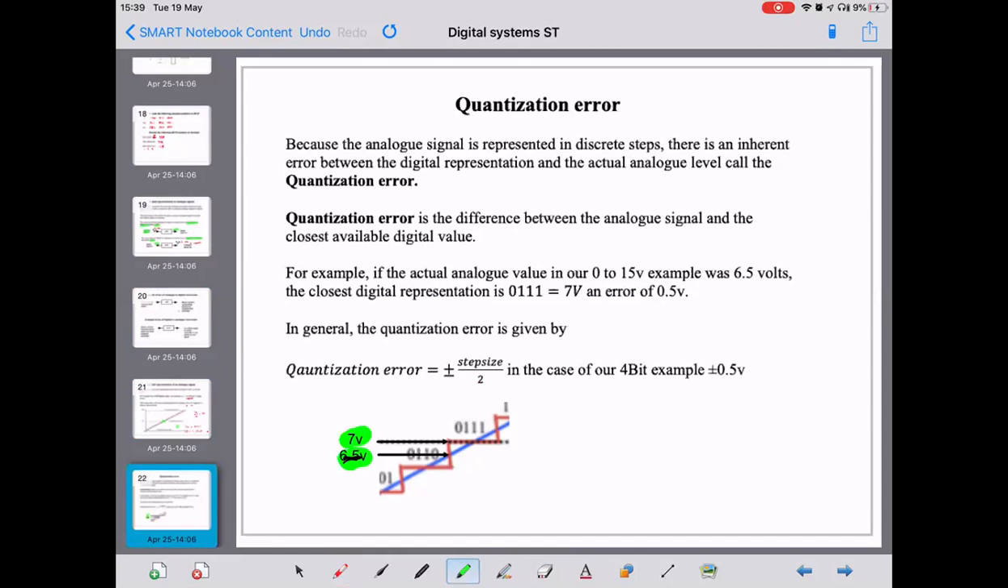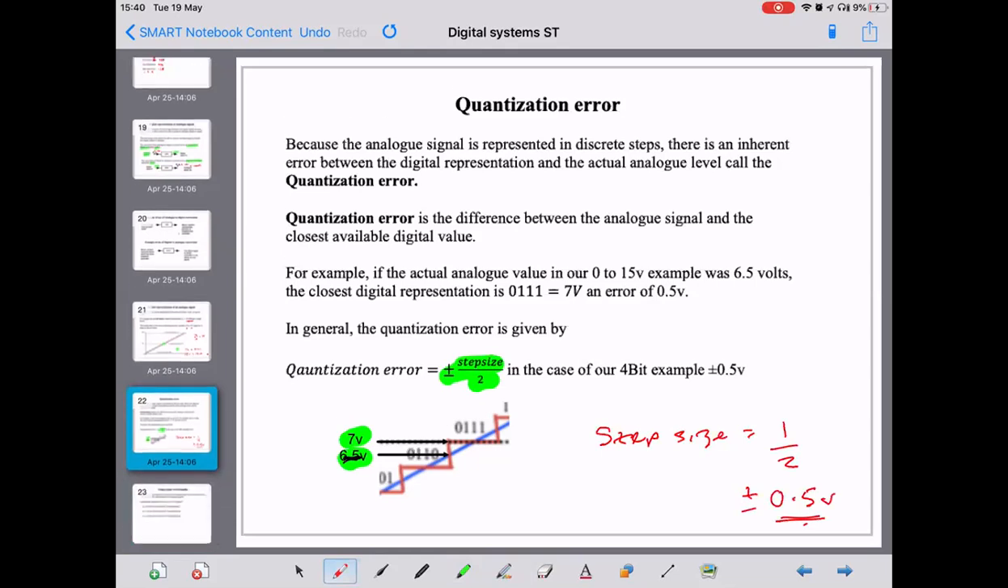In general, the quantization error is given by plus or minus the step size over 2. Our step size is 1. Divide that by 2, and our error is plus or minus 0.5, or half a volt. So that's our quantization error: plus or minus half a volt in this case.